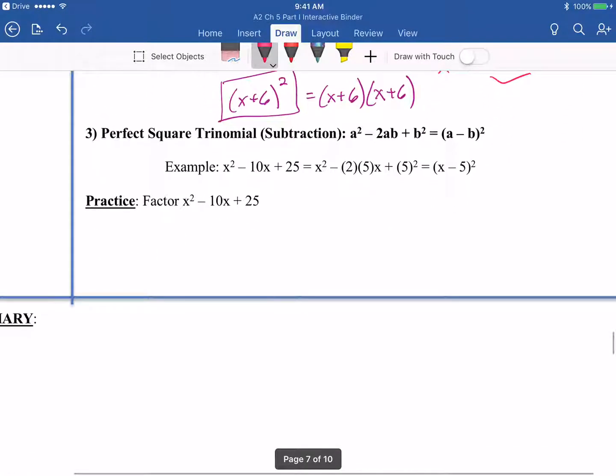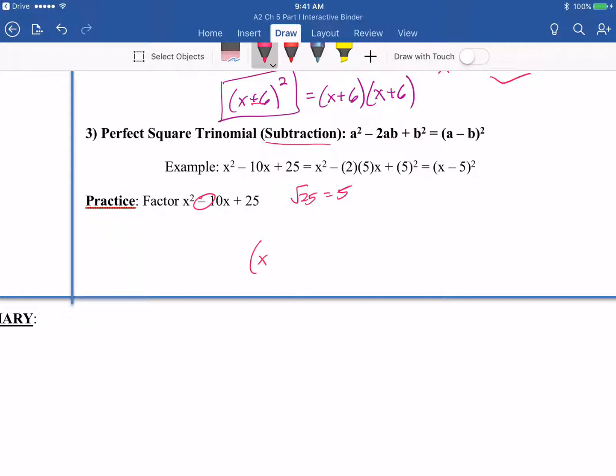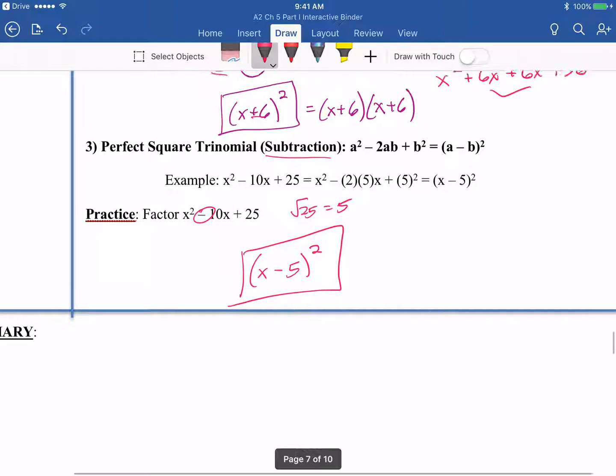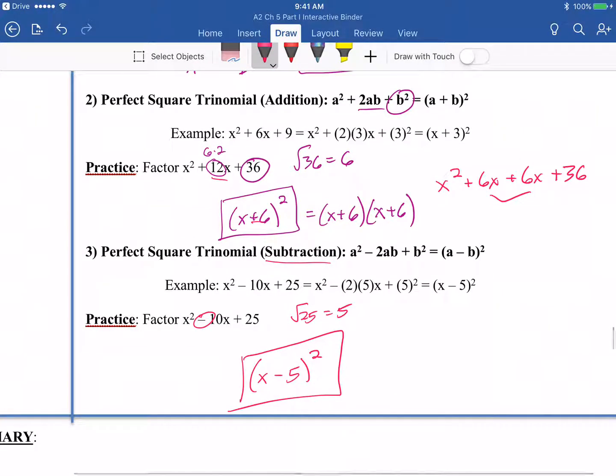Perfect square trinomial now. If it's a trinomial of subtraction, notice here that this one's negative. Again, the square root of 25 is a nice number. That's 5. So a lot of times this works into, and it's not plus anymore, it's actually going to be x minus 5 squared. Again, if you notice that, that's great. But again, those diamonds are going to help you out there too.